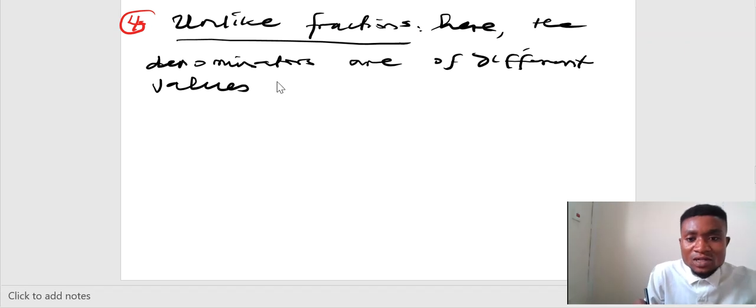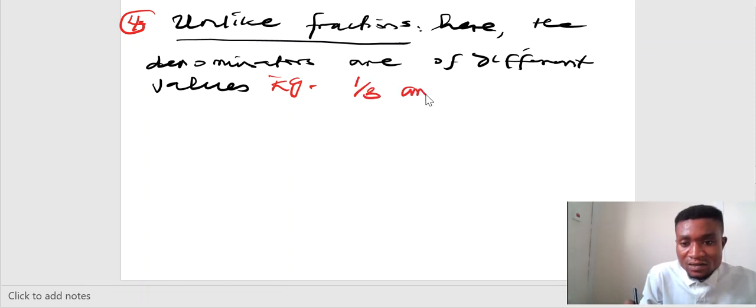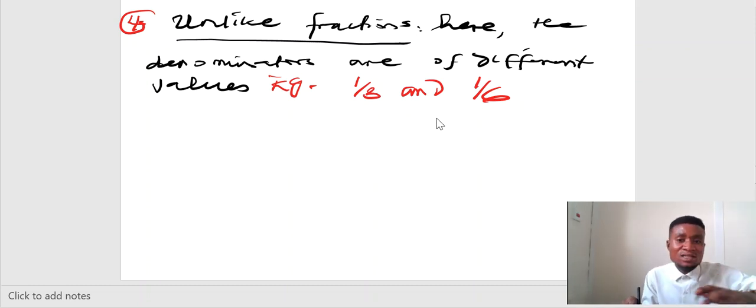For example, we have 1 over 3 and 1 over 6. Of course, you can see that these fractions are unlike fractions. And why? Because if you check the denominators, you will discover that the values are different. We have 3 here and we have 6, but the numerators are the same.